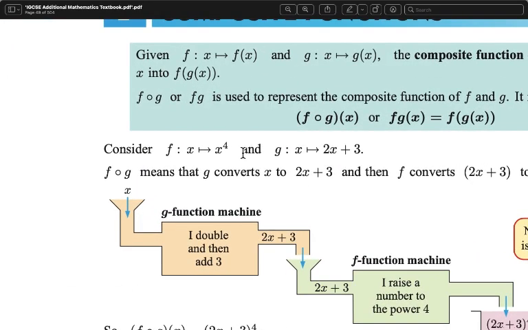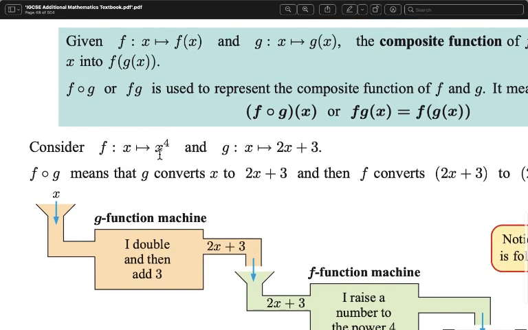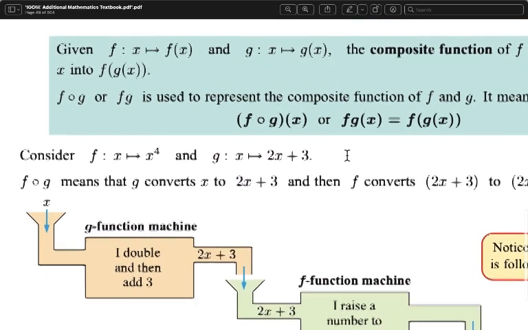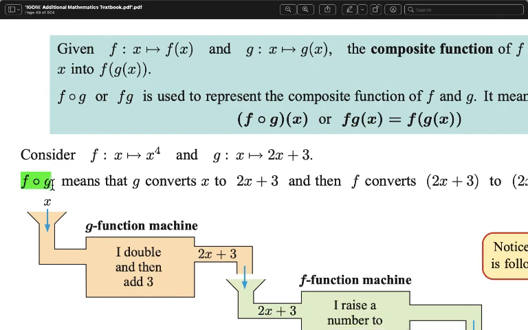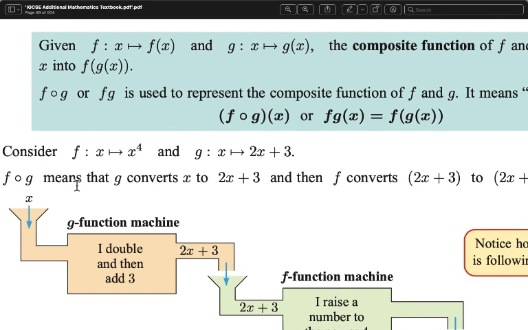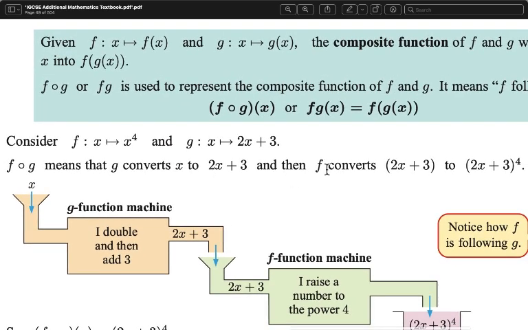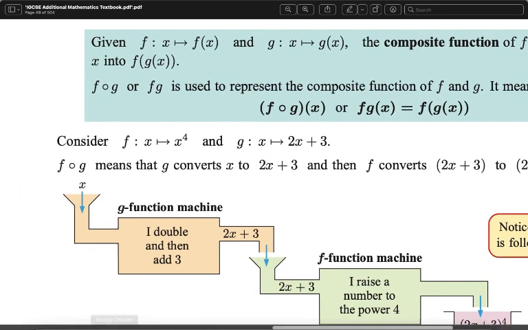A good example could be this: when the function f(x) is x to the power of 4, and g(x) is 2x plus 3. In this equation, you are asked to obtain f∘g(x). f∘g(x) means that g will first convert x to 2x plus 3, and then f will convert the value that g(x) converted into the final value.